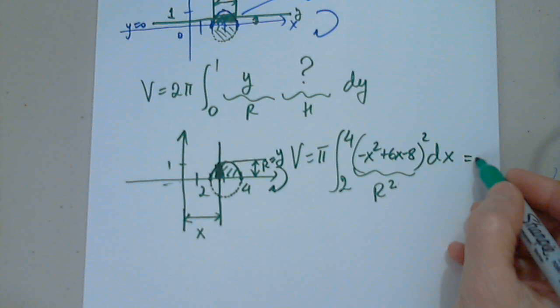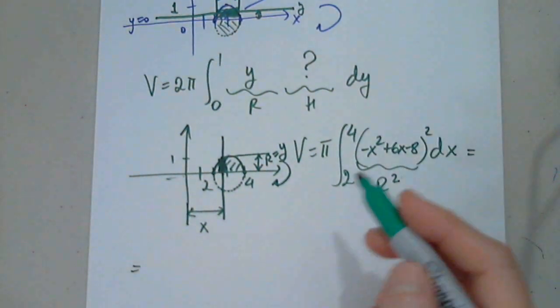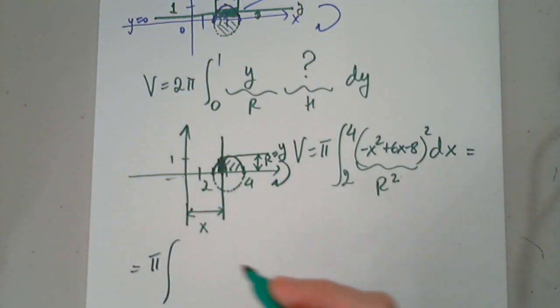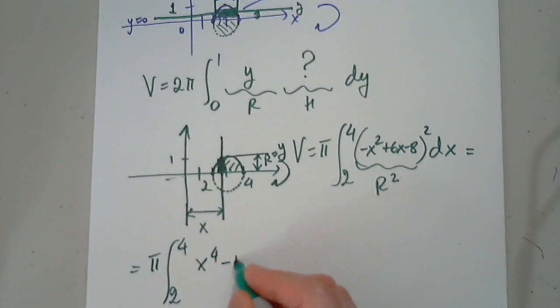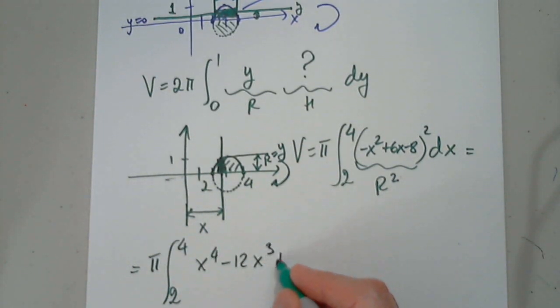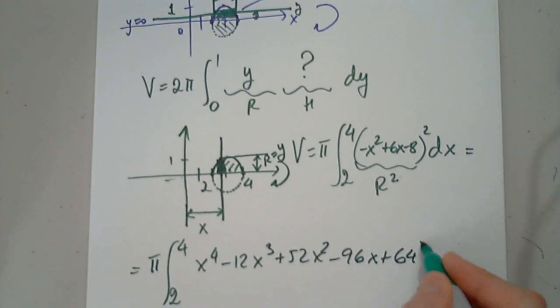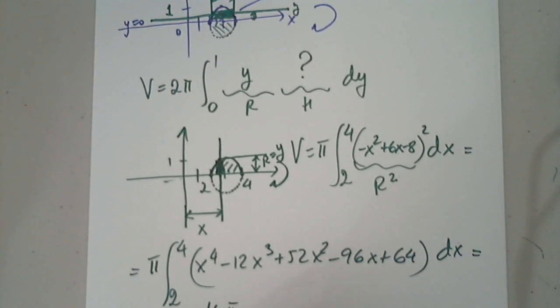The calculations are quite extensive here. After you square this trinomial, let me see what I got. I got the integral from 2 to 4 of x to the fourth minus 12x to the third plus 52x squared minus 96x plus 64 dx. And after, again, a lot of arithmetic calculations, please work on those if you'd like, I got 16 pi divided by 15.